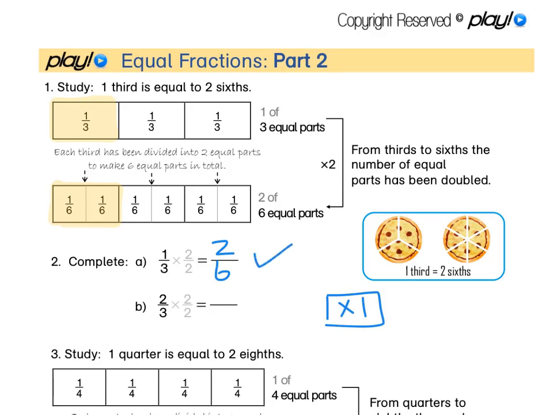Now for B, 2 out of 3, if we look at these two parts, now 2/3 is equal to 4 out of 6. And using the timesing method again, we times the top and the bottom by 2, we get 4 out of 6. So 2/3 is equal to 4/6. Let's move on to number 3.